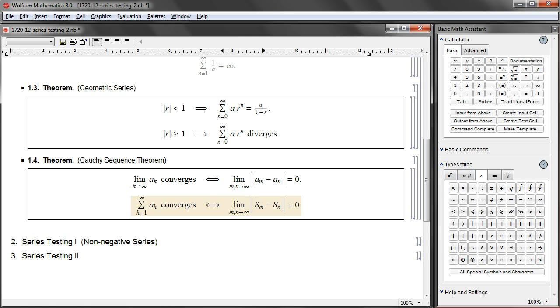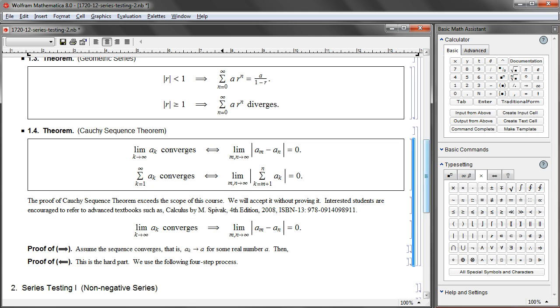And what is s_m minus s_n or s_n minus s_m? Well, it's right over here: the (m+1)th term, (m+2)th term, (m+3)th term, all the way up to the nth term, if n is greater. And in the other case, we can simply switch m and n.